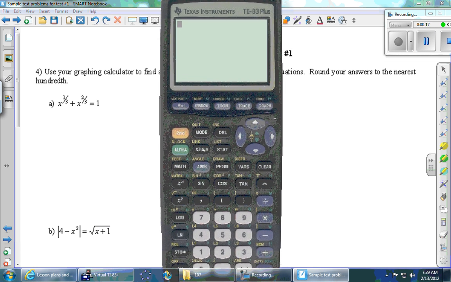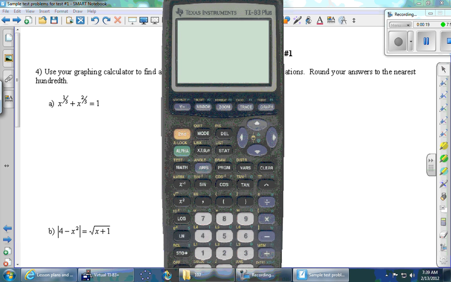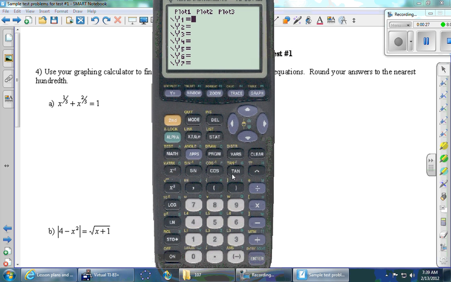And the idea here is to type the equation into the y equals menu. So we go into y equals here. We're going to type in the left-hand side of the equation first. So it's x to the 1/3, x to the 1 divided by 3. And I'm hoping a bunch of you caught the mistake. You need to put that power into parentheses. So let's go back. X to the parentheses, 1 divided by 3, close parentheses, plus, and then we're doing this term, x to the 2/3.